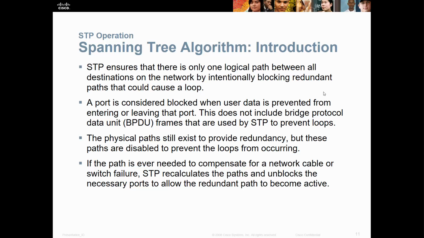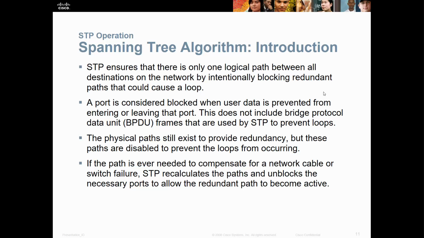So what had to come into play was something that would prevent these switching loops. Spanning tree was introduced, and it uses a spanning tree algorithm. Spanning Tree Protocol ensures that there's only one logical path between destinations, thus preventing loops. Typically ports will be in different modes based off a criteria that is used to prevent loops, or to prevent data from entering or leaving a specific port.